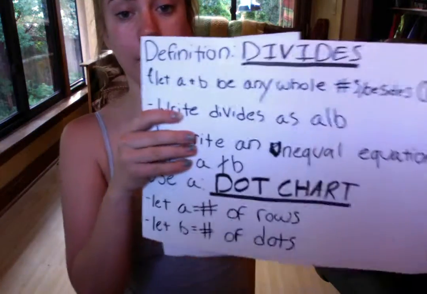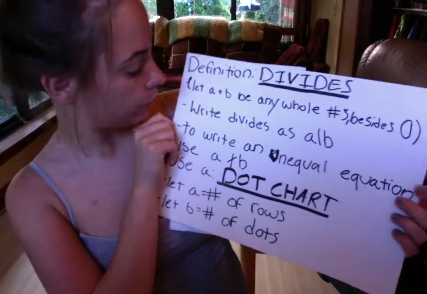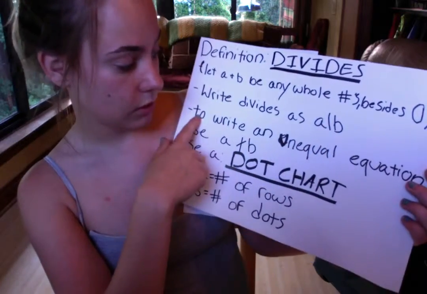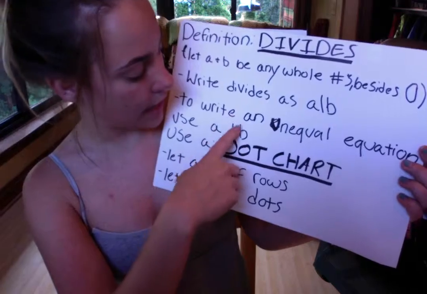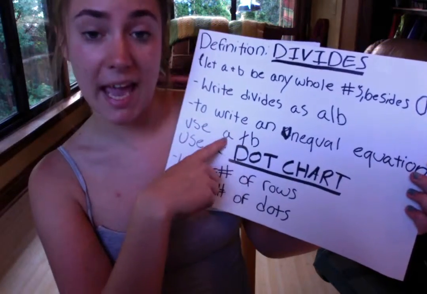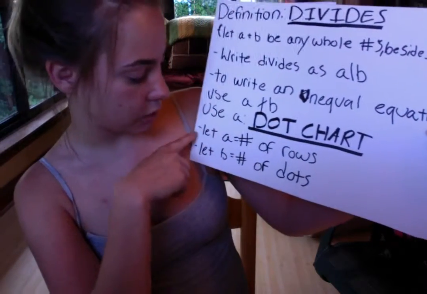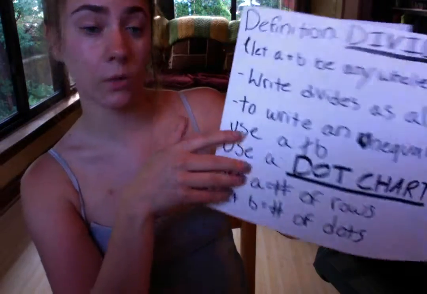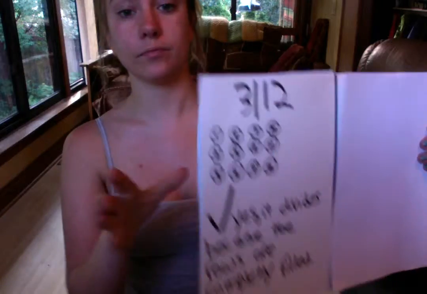Now I'm going to teach you the definition of divides. This stands when you let a and b be any whole number besides 0. You write divides as a | b. To write a non-divides statement, you write a, with a line through the divides symbol, b, meaning a does not divide b. One way to do this is by making a dot chart. In a dot chart, you can let a equal the number of rows and b equal the number of dots. Here, I also have 2 examples.